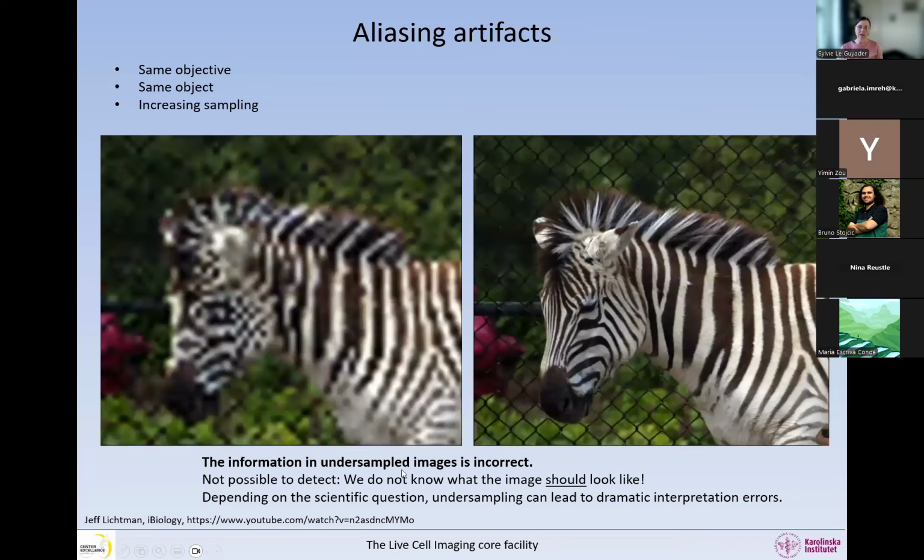The information in undersampled images is incorrect, okay? And it's not possible to detect because we do not know what the image should look like. So depending on the scientific question, undersampling can lead to dramatic interpretation errors. You can see this image: if the idea is that we count how many zebras are in this image, no problem. If the idea is that we study the shape of the pattern on their back, we're in trouble, okay? So, as always, the way we set up the microscope and everything is fully dependent on the scientific question.